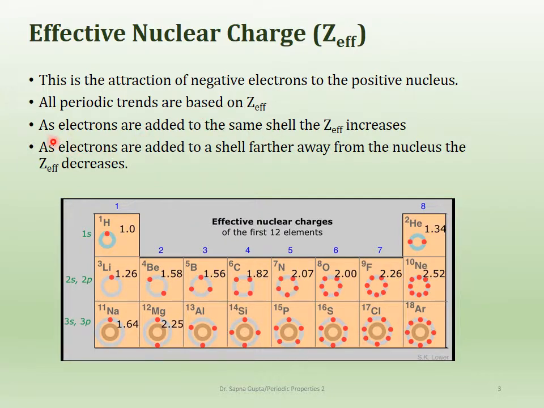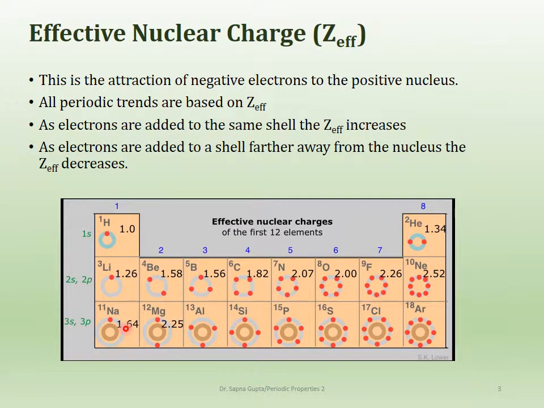So what is the trend? As the electrons are added to the same shell, the effective nuclear charge increases. Now remember, effective nuclear charge is the attraction of negative to positive. As the electrons are added to a shell farther away from the nucleus, the effective nuclear charge decreases. So let's look at this little periodic table here and see the numbers. For example, in lithium it is 1.26, and then neon is 2.52. And as we go across the row, these numbers are increasing.